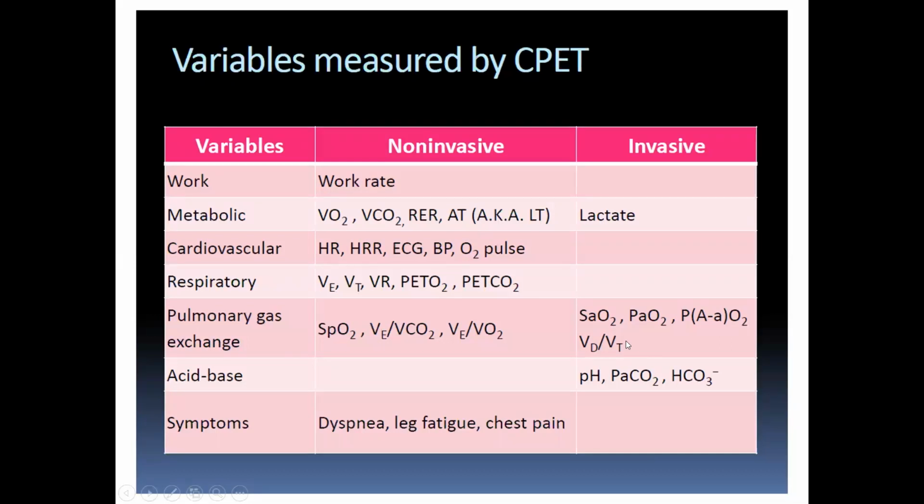I will show you the equation, but I can tell you that modern day CPETs use end-tidal PCO2 to estimate VD upon VT. Having said that, honestly, you can't really do that. If you really want to measure VD upon VT, you should do an arterial blood gas.